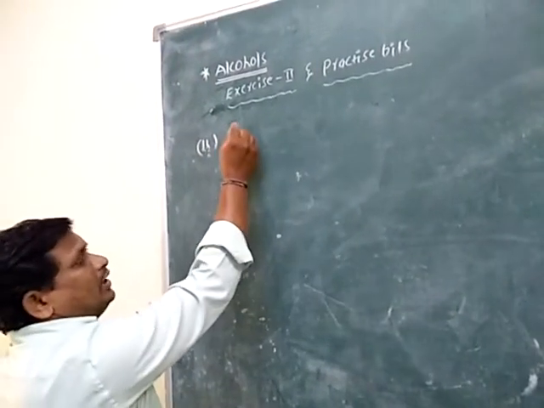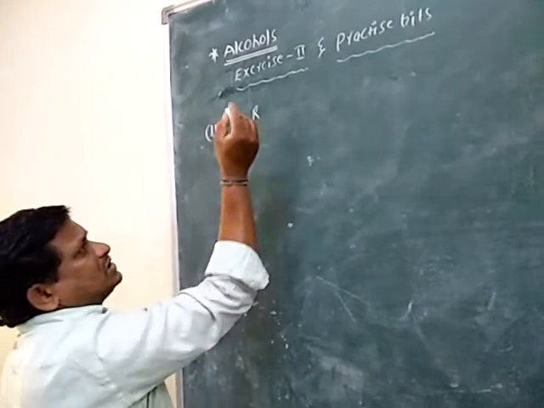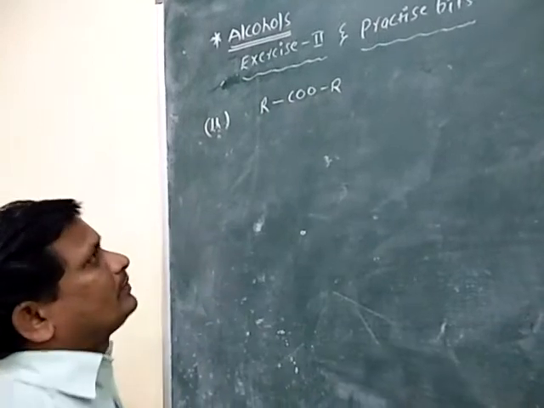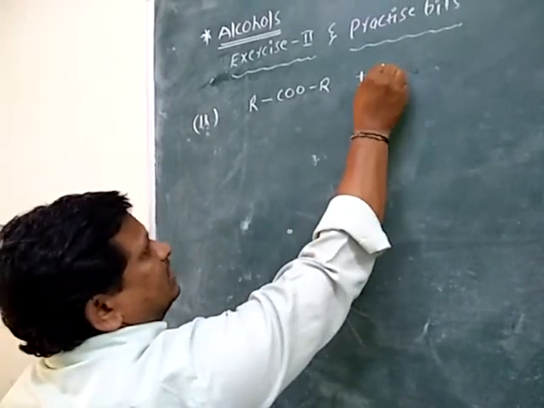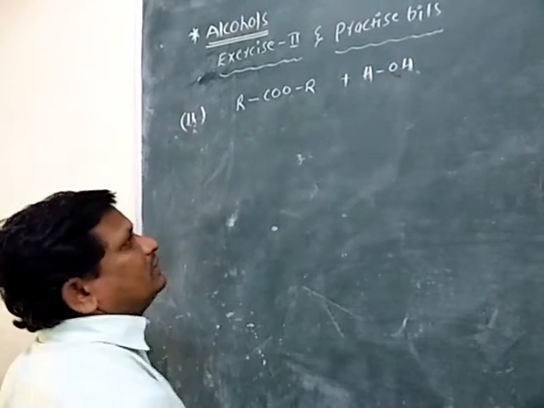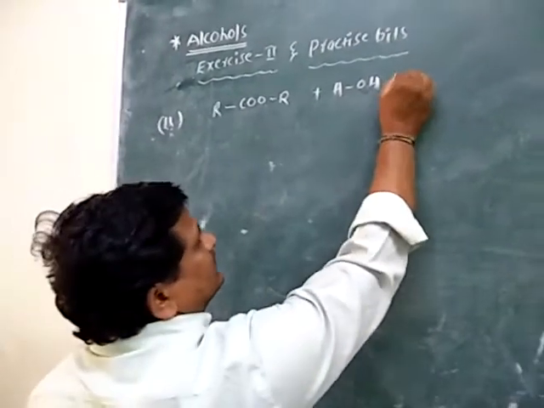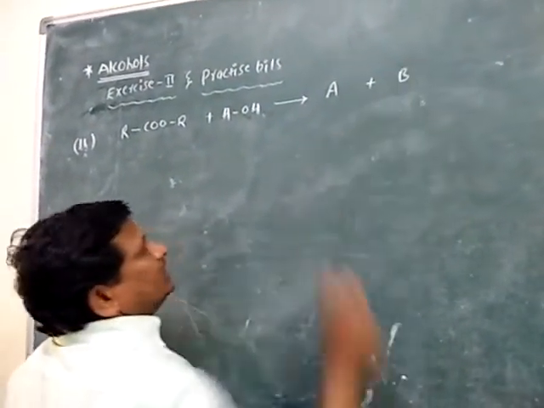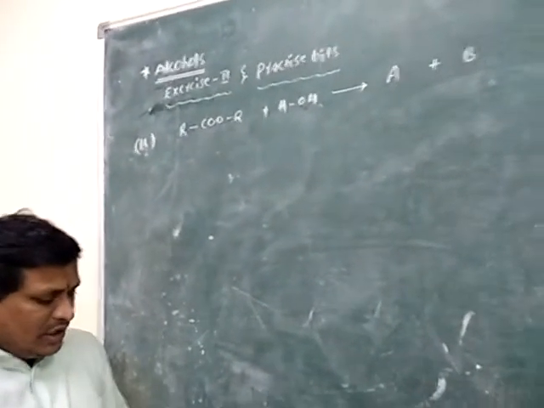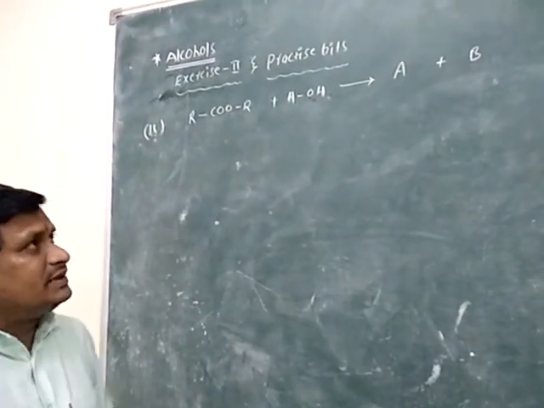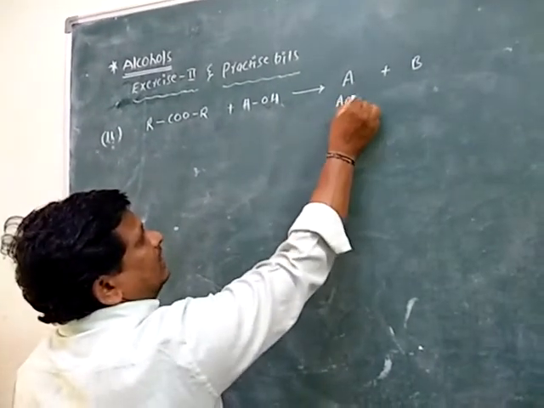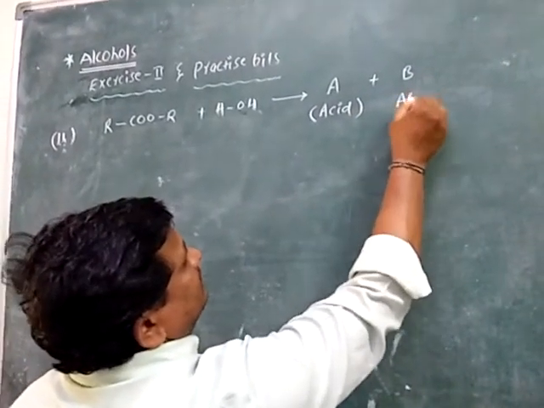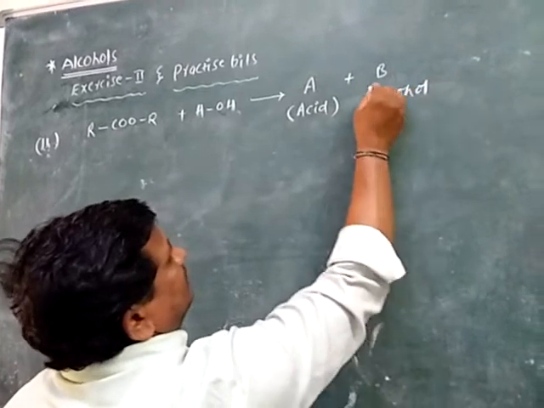So now, hydrolysis of esters. It means the ester is RCOOR. Hydrolysis means reacting with water. So it reacts with water, and then it gives two compounds, one is A and the second one is B. So the obtained compounds are A and B. A is an acid, and B is an alcohol.